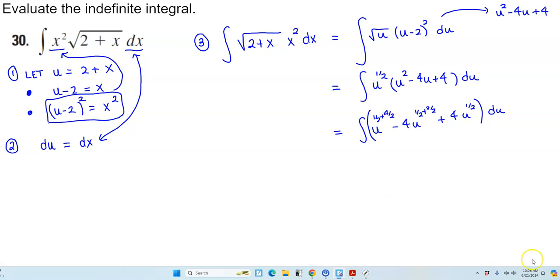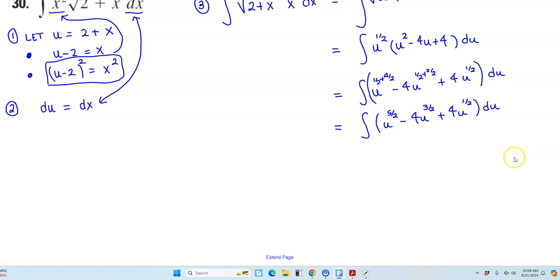Okay, so again, multiplying by the same base, you add your exponents. So this is 1/2 plus 2, which is the same thing as 4 over 2, and so on. Now, let's go ahead and add our exponents. So we have u to the 5 over 2 minus 4u to the power of 3 over 2 plus 4u to the power of 1/2 du. And so now what we're going to do is take the antiderivative of each. So let's go ahead and do that.